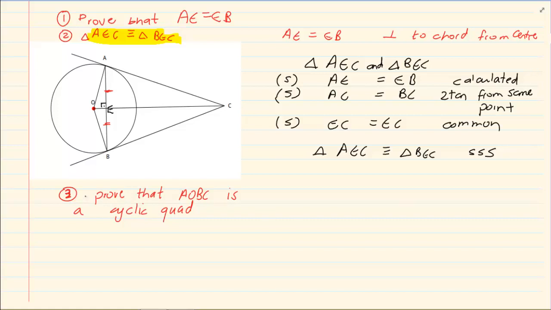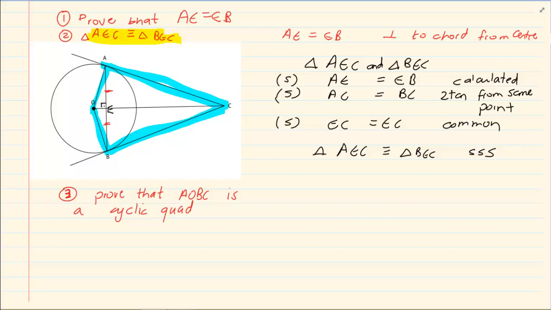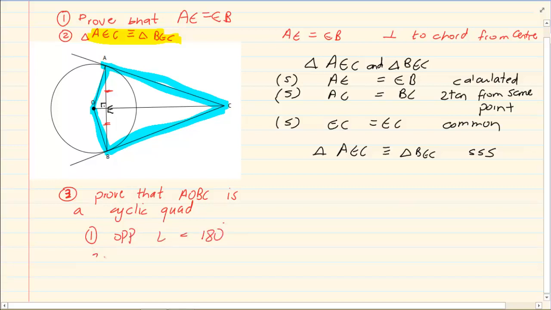Now last, prove that AOBC is a cyclic quad. Now this is a clever question and it's asked very often. Now what do we know is a cyclic quad? A cyclic quad has two distinct rules. Number one, the opposite angles sum up to 180 degrees, and number two, the exterior angle is equal to the interior opposite.